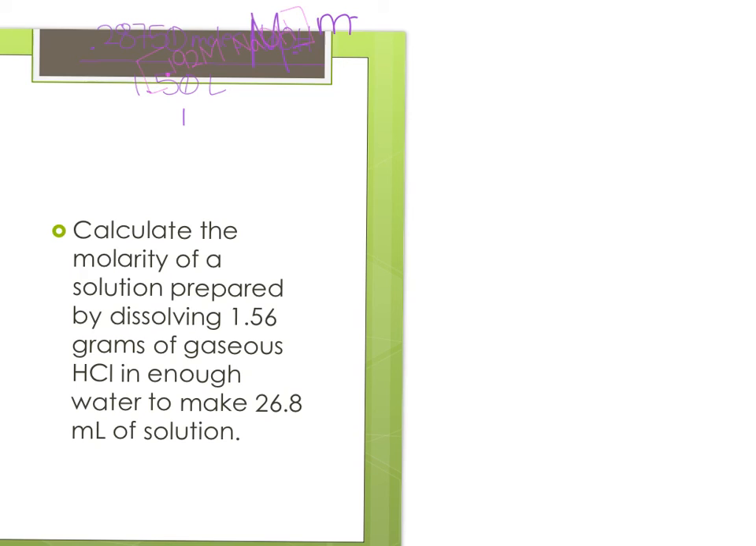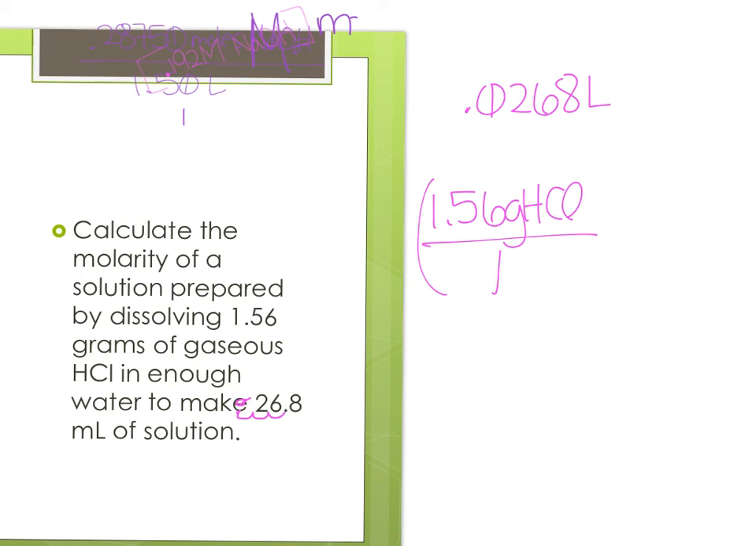Just move the decimal 3 places. We can even do it the little kid way. Loopy swoopy. So you have 0.0268 liters. And we don't have the number of moles. It's given to us in grams again. So what do we have to do? Go from grams to moles. So I have 1.56 grams HCl. I know that every 1 mole of HCl is 1.01 plus 35.45, so 36.46.